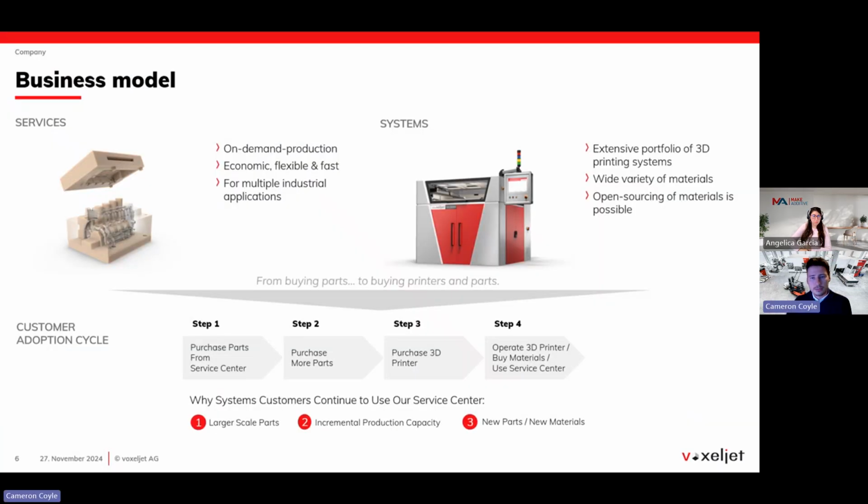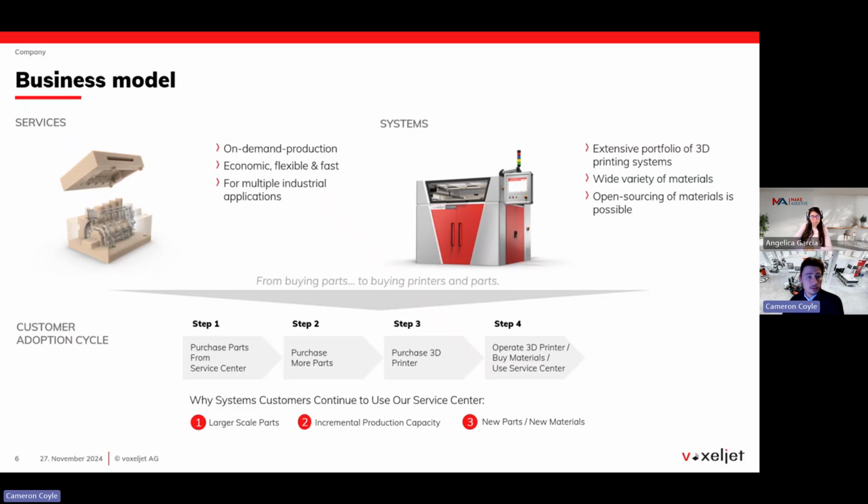Just to touch a little bit on the business model from VoxelJet, we split the business into 2 segments. One is for services and the other is for systems. On our services side of the business, we work with customers to support and introduce the technology through our on-demand printing centers. This is where we can supply customers with one-off parts or production volume parts. Then on the other side, we can also offer a variety of 3D printing systems for those companies who wish to bring that technology in-house.